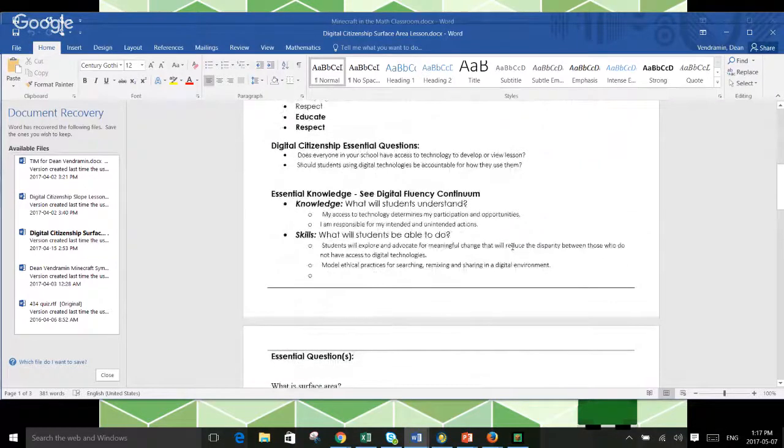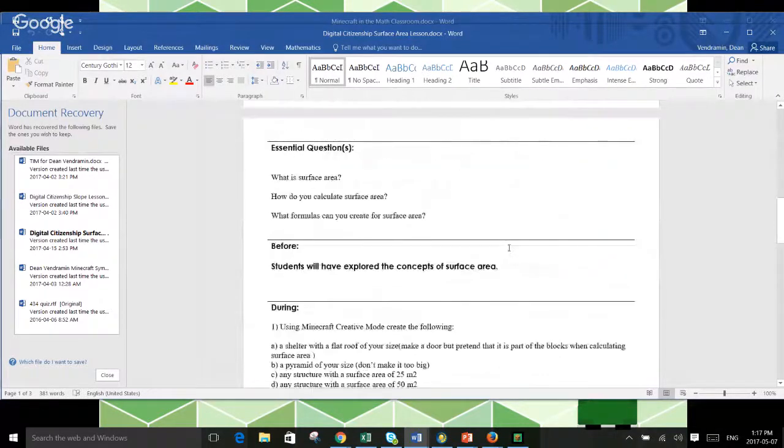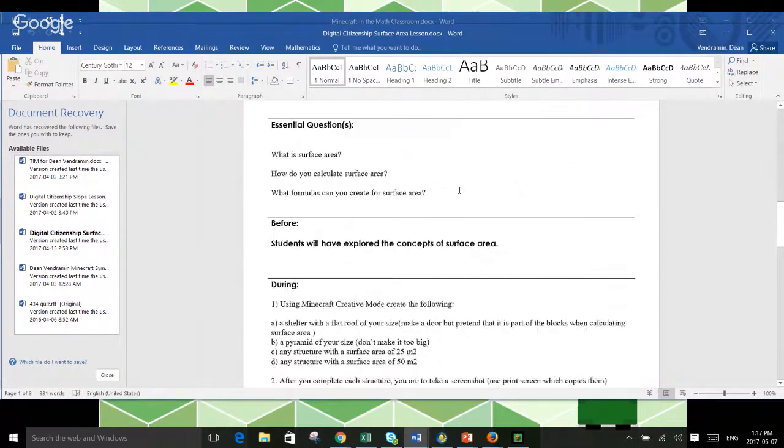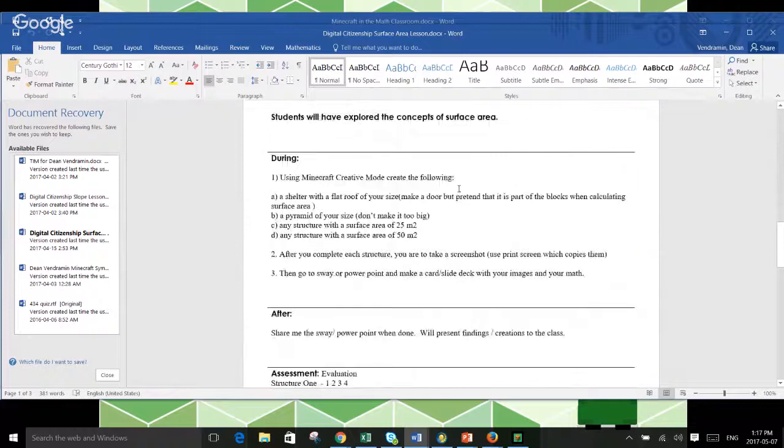So we talked about digital citizenship, and some of the essential questions. We did some maybe more traditional teaching, making sure that they understood some of the concepts of what surface area is, and even looked at formulas. But what I wanted to use Minecraft for is that it's really hard for students to see something three-dimensional and look at a 2D piece of paper. So I think Minecraft right there was a win, just to be able to do three-dimensional objects.